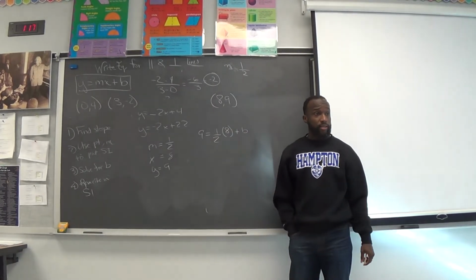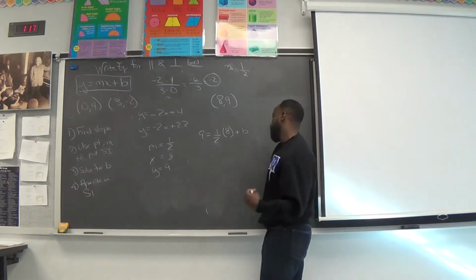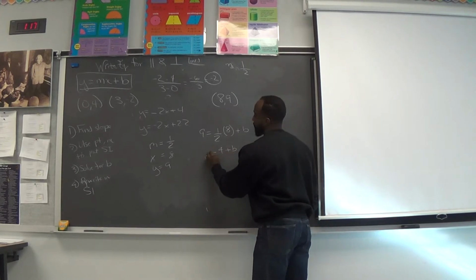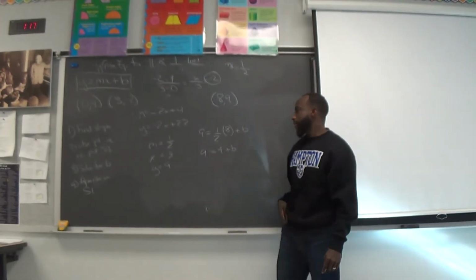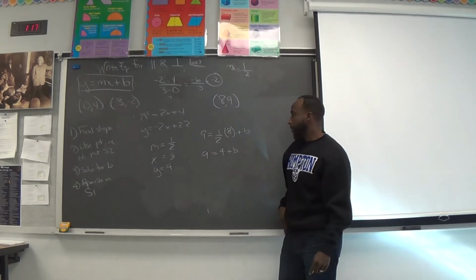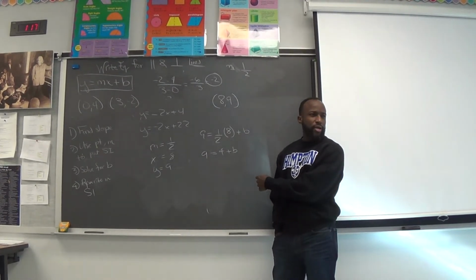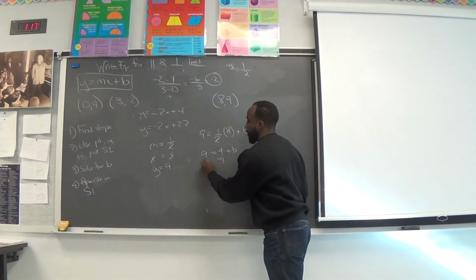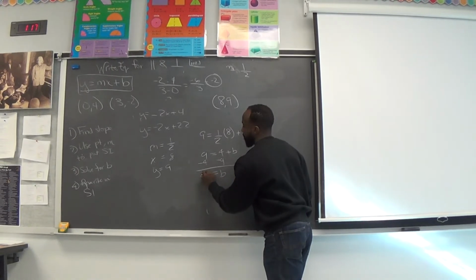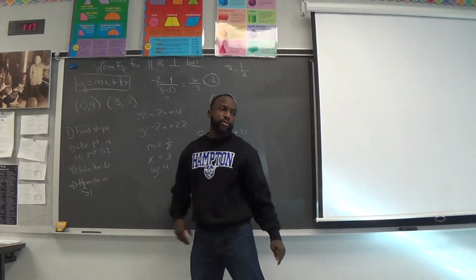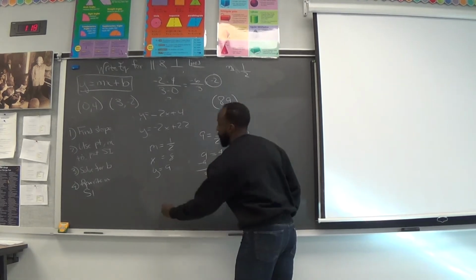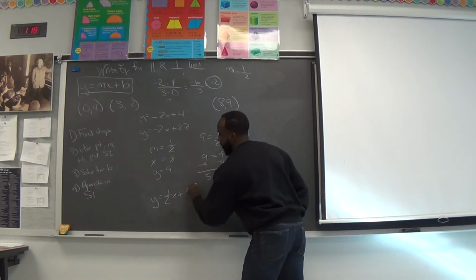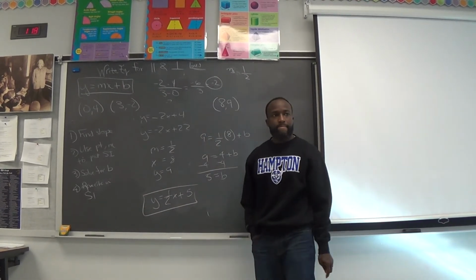Everybody good with that? It's the same thing over and over again. 1/2 times 8 is 4. This worked out perfectly for us. We didn't have to deal with a fraction. Now, number 3, solve for b. We subtract 4 from both sides. So b equals 5. Finally, we rewrite it into slope-intercept form: y equals mx plus b.